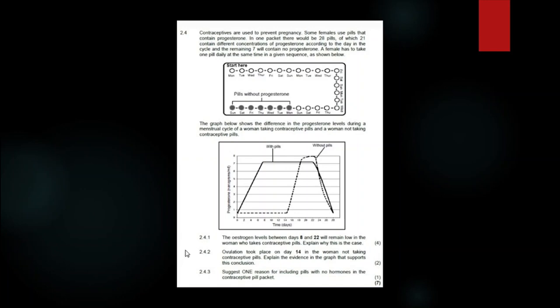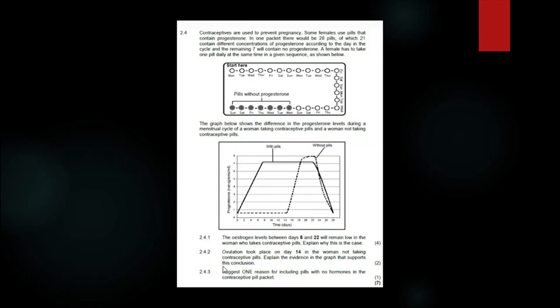Now, the high levels of progesterone in the pills will inhibit the secretion of what? FSH from the pituitary gland. No follicle will develop, hence no estrogen will be secreted. Now, let's look at the second question. Ovulation took place on day 14 in the woman who is not taking the contraceptive pills. Explain the evidence in the graph that supports this conclusion.